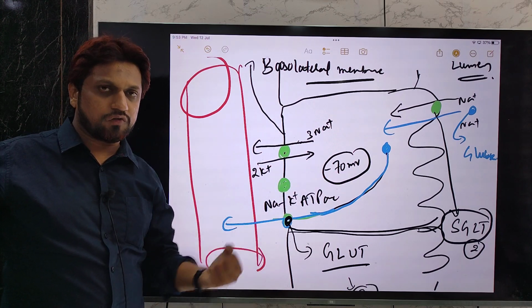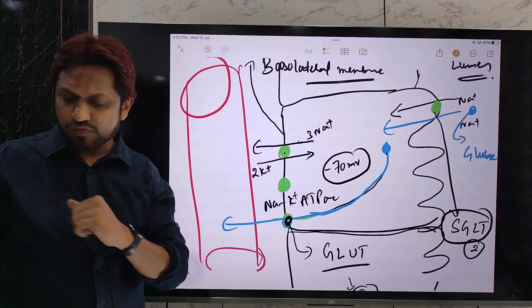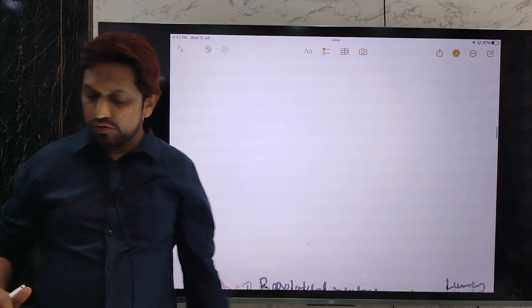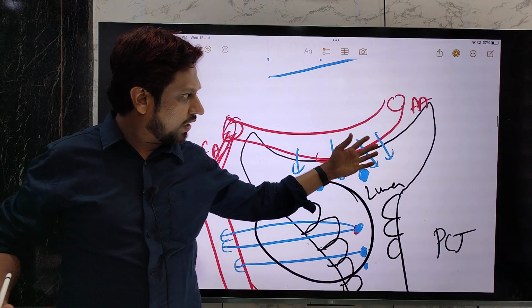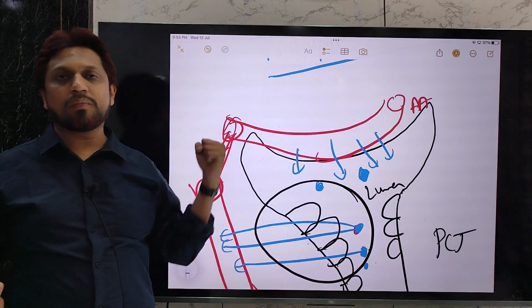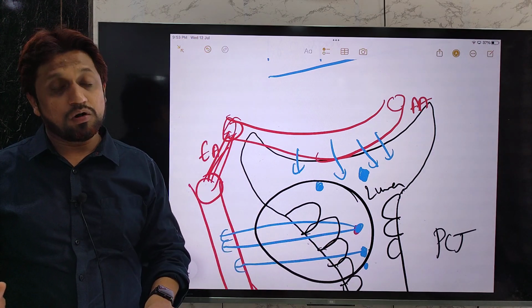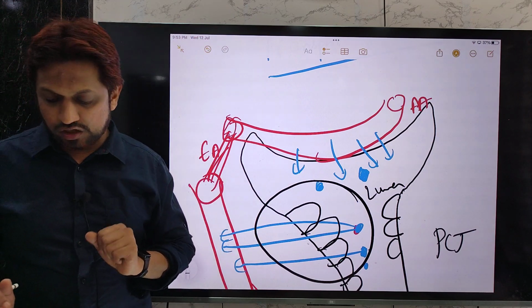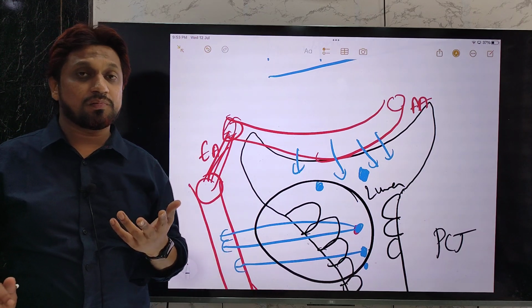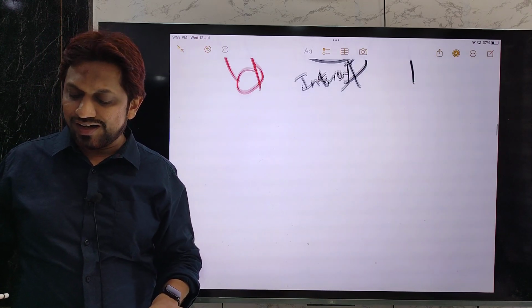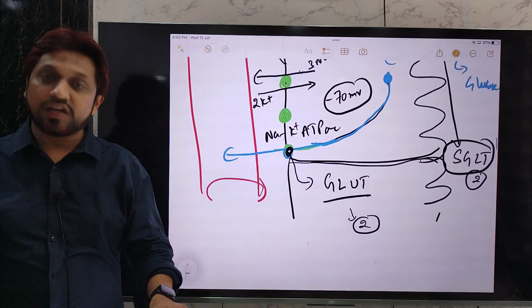For example, if 100 molecules of glucose are filtered from the blood through the glomerular capillaries into the Bowman's capsule, those 100 molecules will get reabsorbed back in a healthy individual. Now, what will cause glucose to come into the urine, especially in diabetes mellitus where the blood sugar level is high? How exactly will it come into the urine? Let us discuss with the help of a graph.